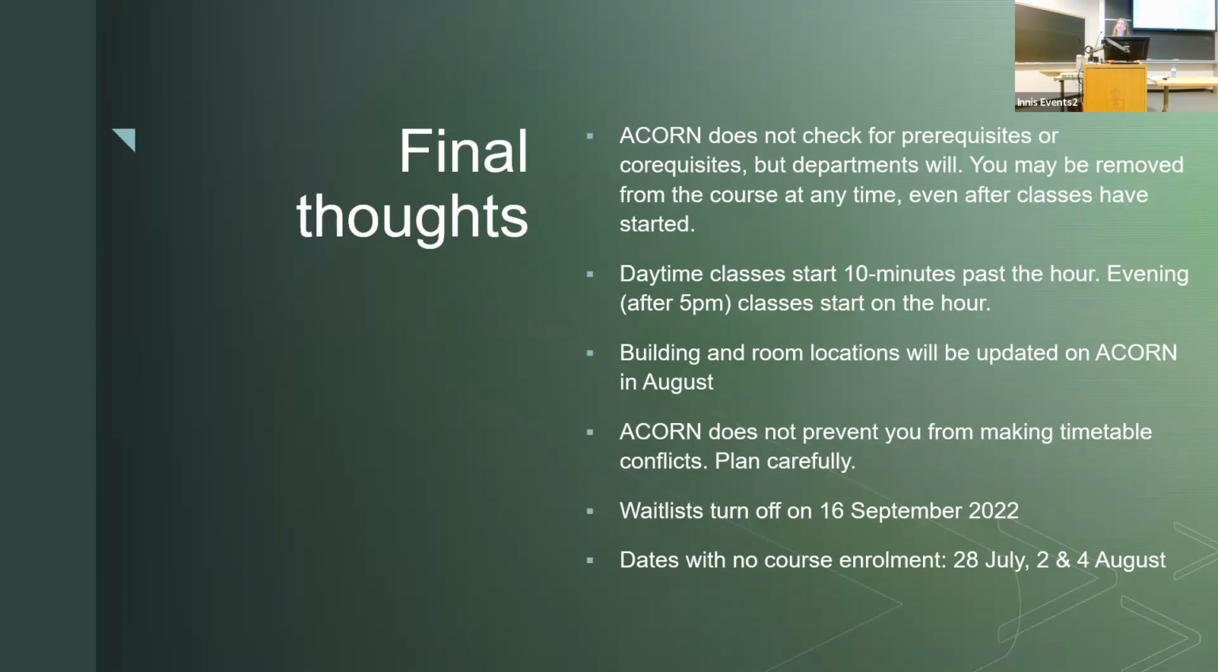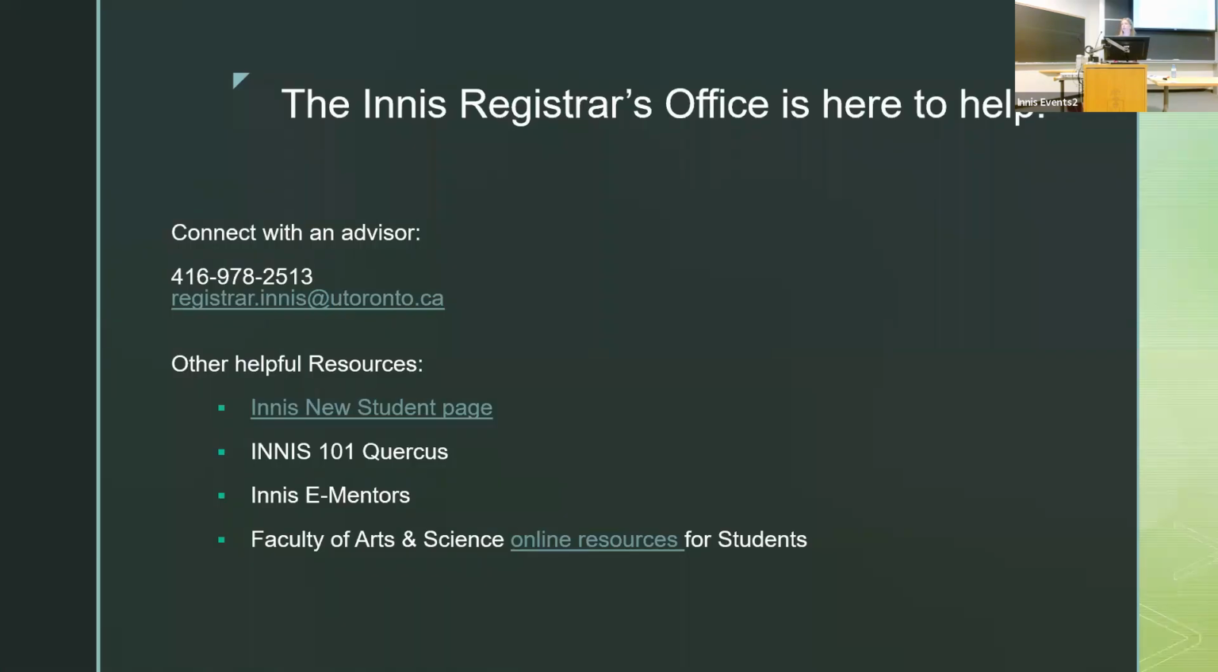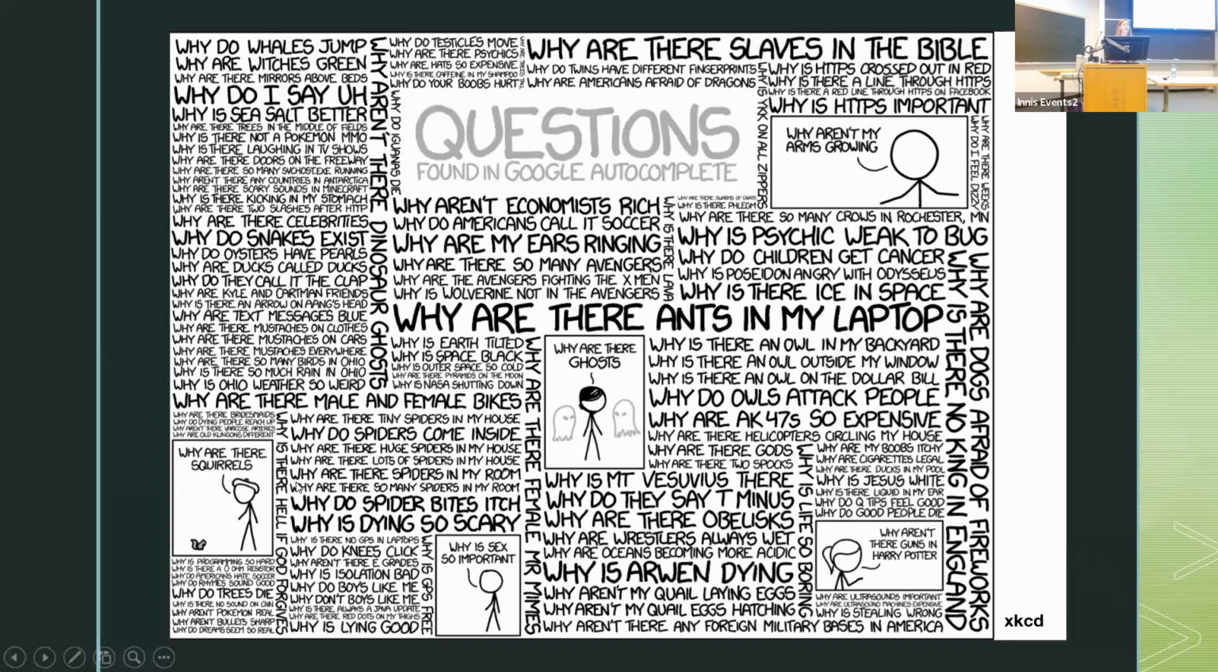Okay, the Registrar's office is here to help. If I've done nothing else, I've quickly imparted to you that I know this stuff inside and out. So if you have any questions, I can help walk you through it. Innis College new student page, Innis 101 Quirkus, please use that. That's a really great resource. Your upper year student mentors are here to help. Faculty of Arts and Science has a ton of online resources as well. We've asked a lot of questions already, but please feel free to ask.